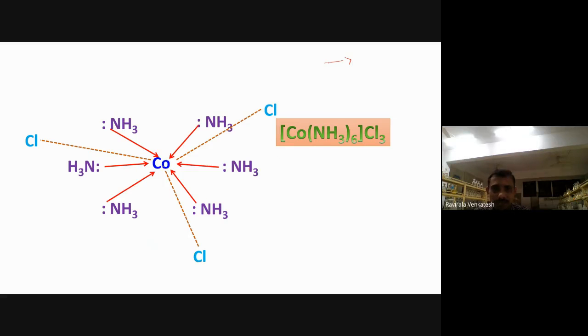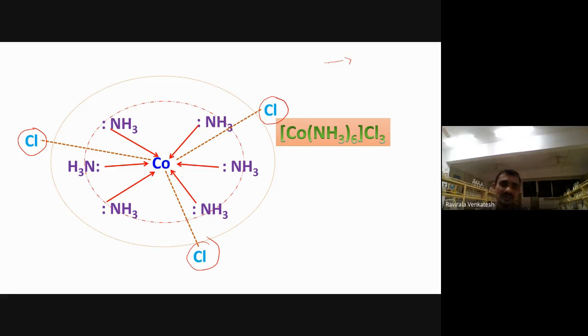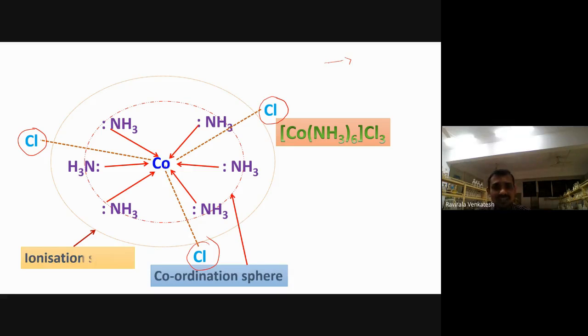Now you observe here what happened. Cobalt is the central atom. Now this ammonia is forming a coordinate bond. Cl is forming an ionic bond. So this round sphere that you are showing is called the inner sphere, isn't it? This one is the outer sphere. Now the outer sphere contains what here? Ionic bonds. Inner sphere contains what here? Coordinate covalent bonds, dative bonds, isn't it? This is the coordination sphere.